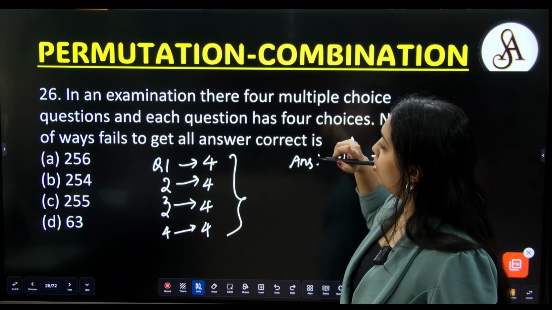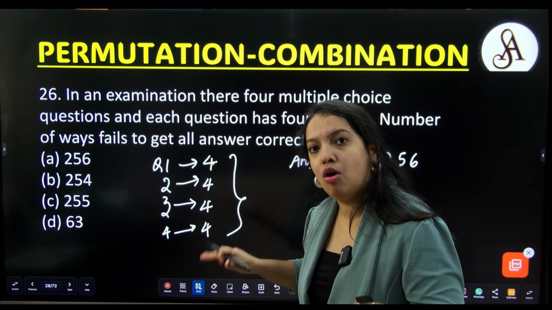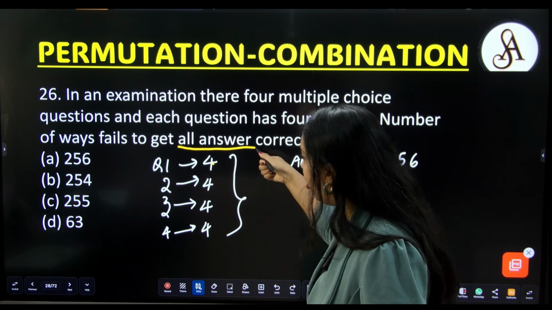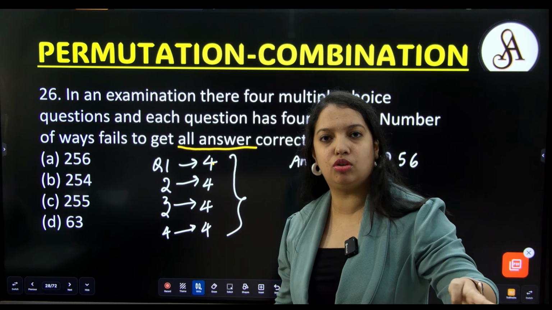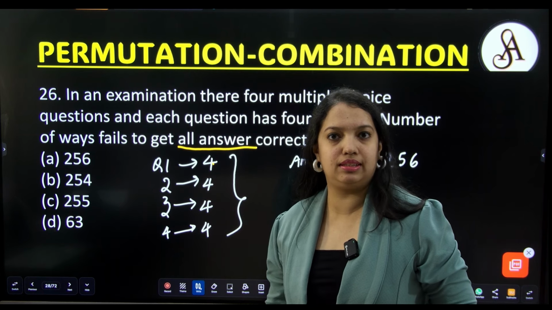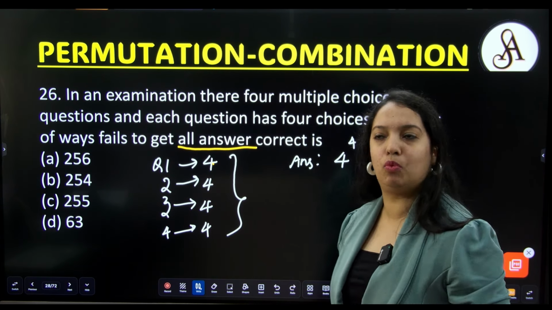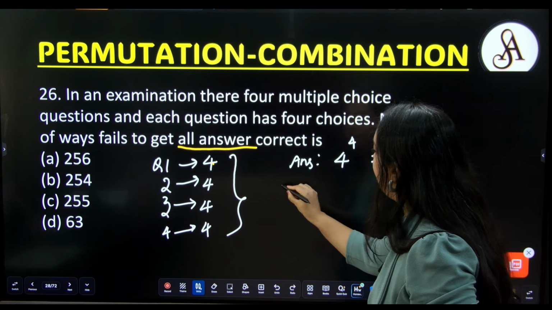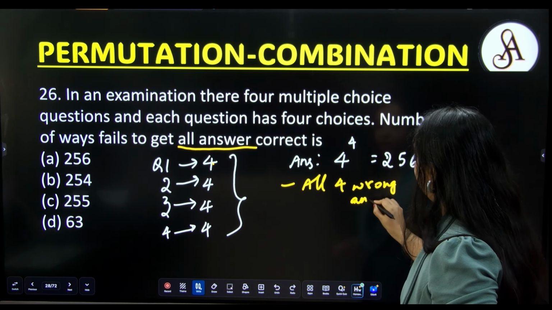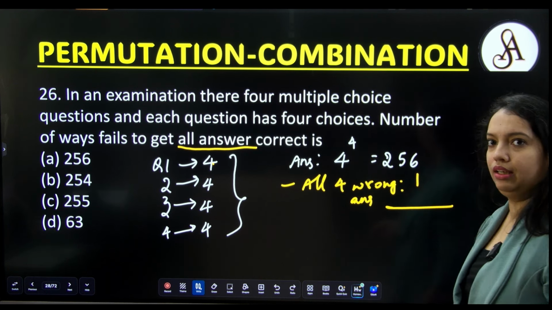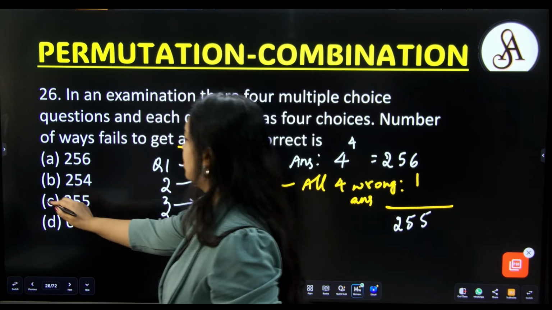Now, number of ways of failing in the exam is dash. When will you fail? When you are giving all wrong answers. First also wrong, second also wrong, third also wrong, fourth also wrong. There is only one way of doing this, correct? In the entire paper, all 4 wrong answers you are choosing only once. So, I am subtracting all 4 wrong answers. There is only one way of doing it. Total number of ways will be 255, which is option C.